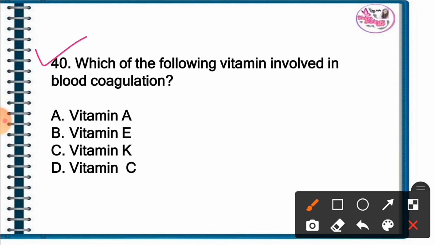40. Which of the following vitamins is involved in blood coagulation? The correct answer is option C. Vitamin K is involved in blood coagulation.